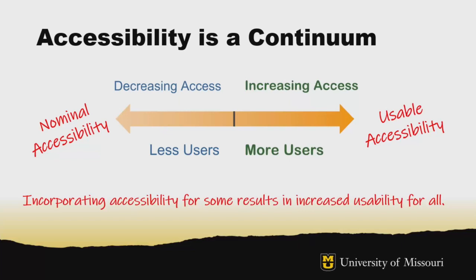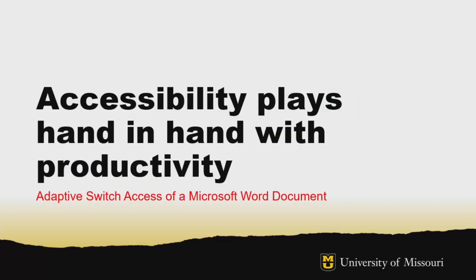Usability is what we are really after. And honestly, color contrast can make or break a PowerPoint presentation for an entire audience. And it will be extremely appreciated by those of us over 50. Incorporating accessibility for some results in increased usability for all. Carmen is our accessibility guru, and she is going to be giving you some pragmatic ways to make usable, accessible documents.